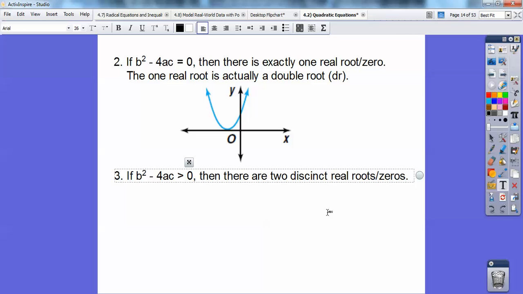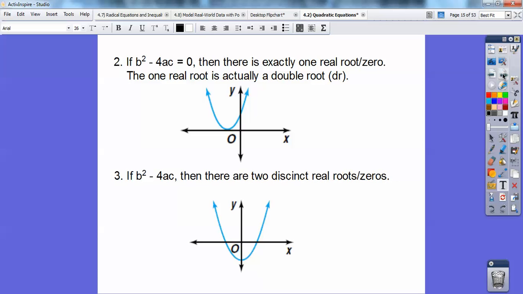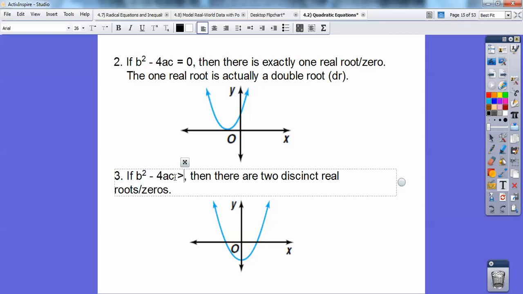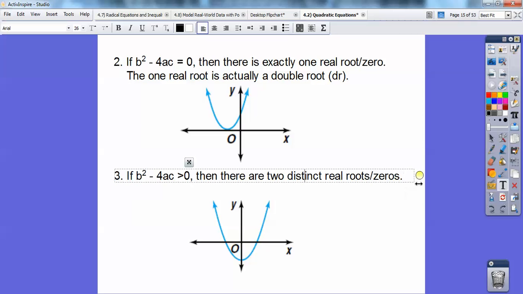Okay, if it's greater than 0, then there are two distinct roots. D-I-S-T. Sorry. Two distinct roots. So there's a parabola crossing the x-axis in two spots, you guys. So if it's greater than 0, then there are two distinct roots. Let me fix that up. Okay, so here we go.